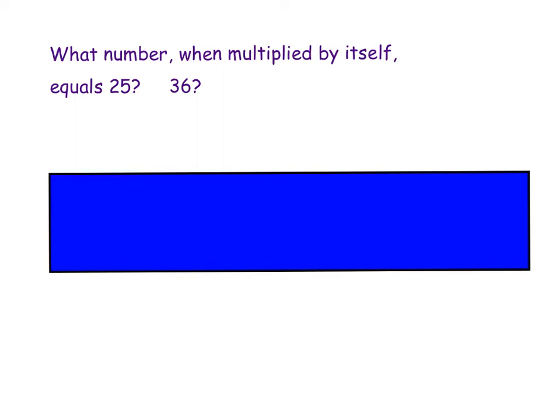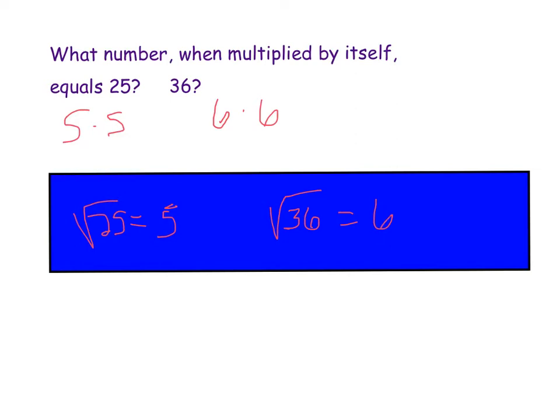What number when multiplied by itself equals 25? You know that 5 times 5 equals 25. Therefore we can say that the square root of 25 is 5. So this, again, should be pretty easy for you given the last unit. 6 times 6 is 36, so we can say that the square root of 36 is 6.